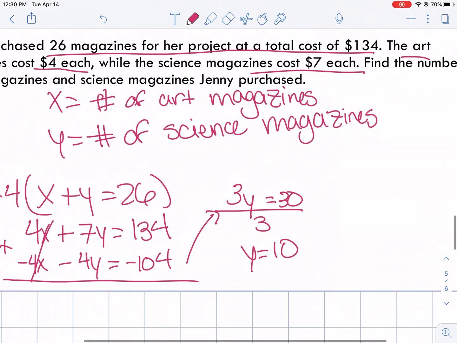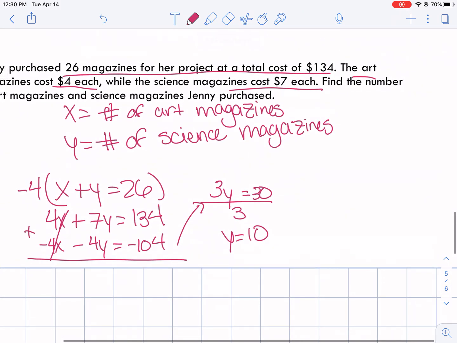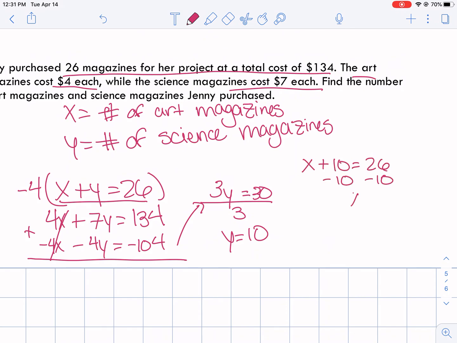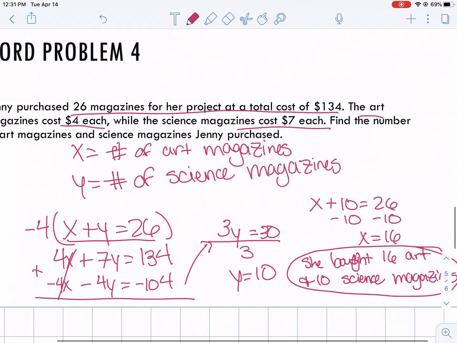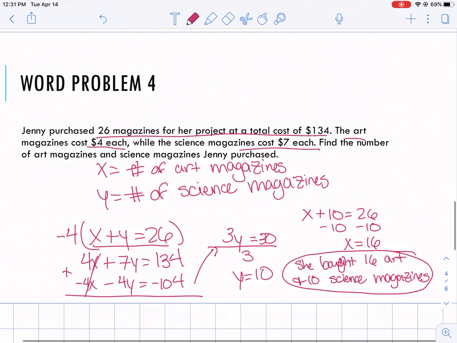So she bought 10 science magazines, and then if I use this equation, x plus 10 equals 26, subtract the 10, x equals 16. So she bought 16 art and 10 science magazines. All right, and there's your review on how to write and solve systems of equations from word problems.